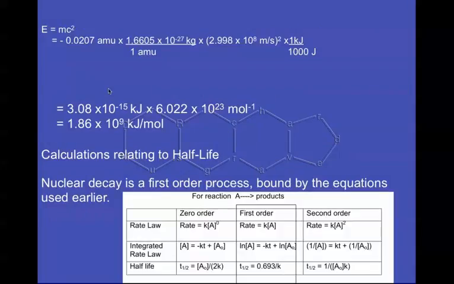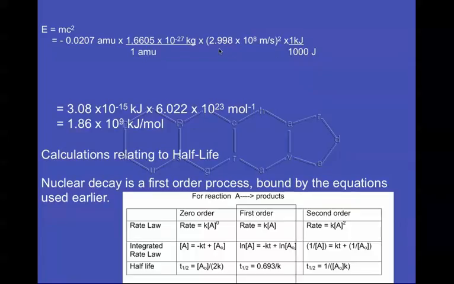Alright, so here's how we do the calculation. We've got mass, which is this much AMU. We convert that into kilograms using the kilogram AMU conversion. Multiply that by the speed of light squared. And notice how I include the units along the way here. And I'm going to end up with this many. And if I convert this to kilojoules, it'll be times 1 kilojoule over 1,000 joules.